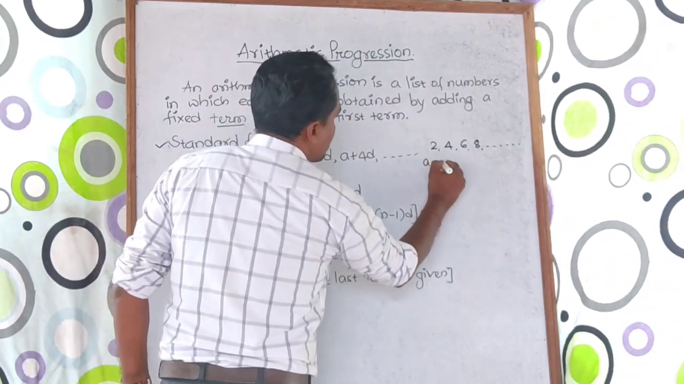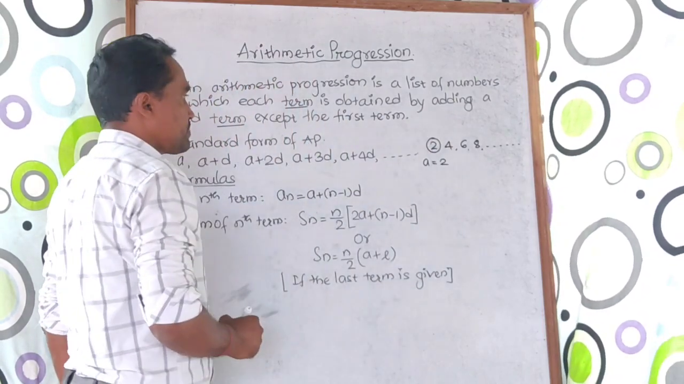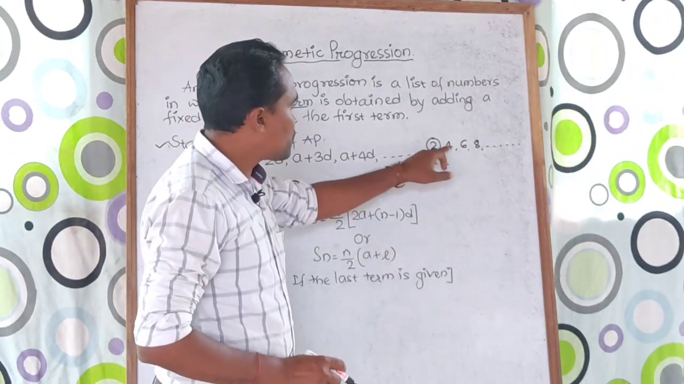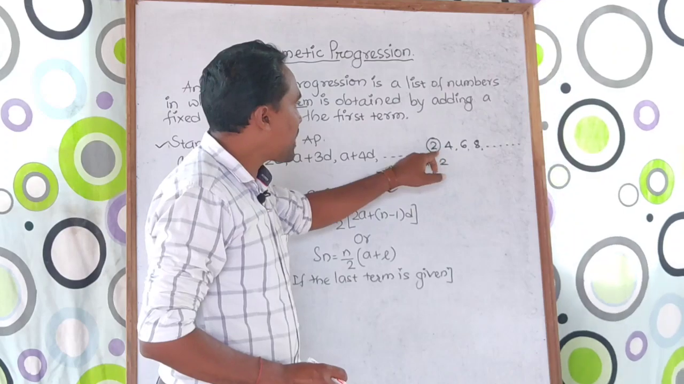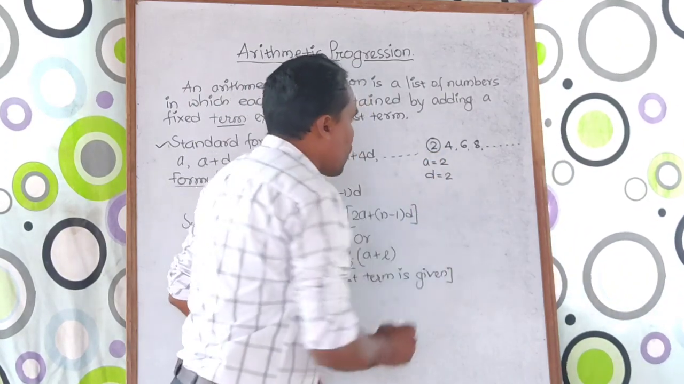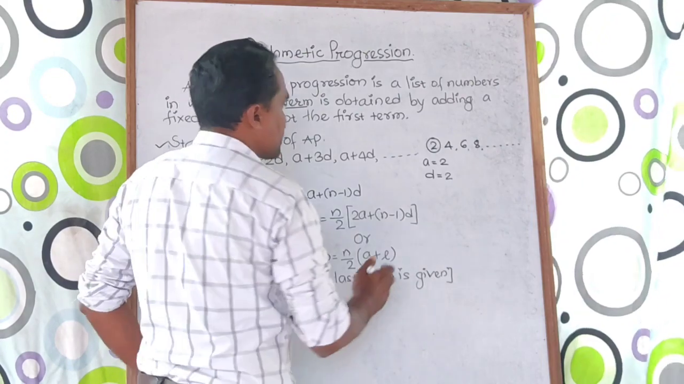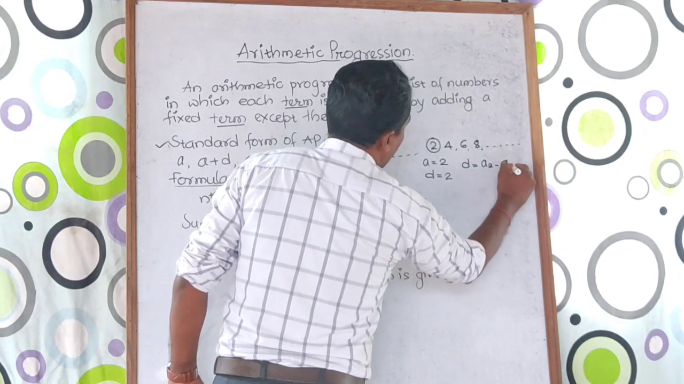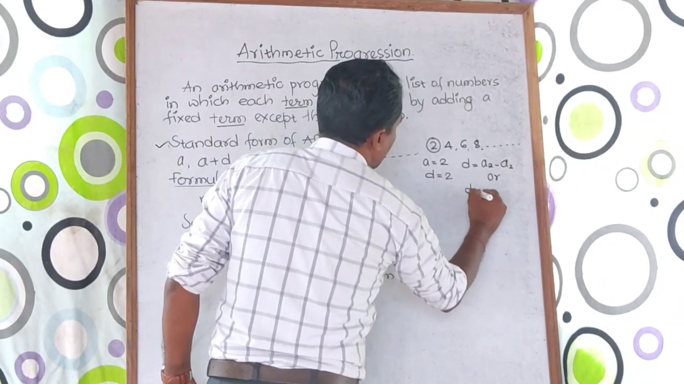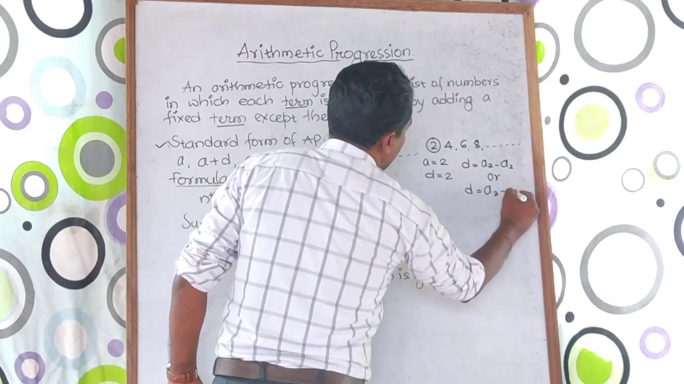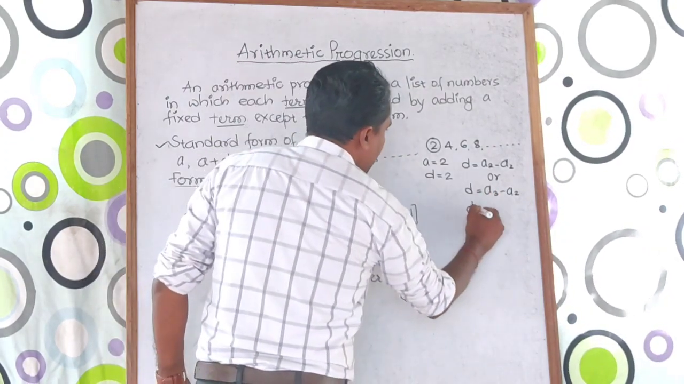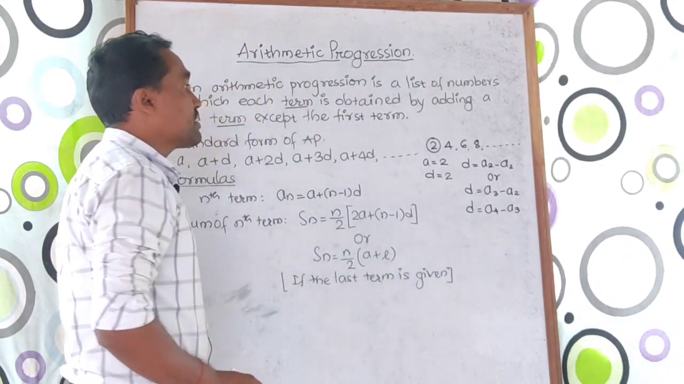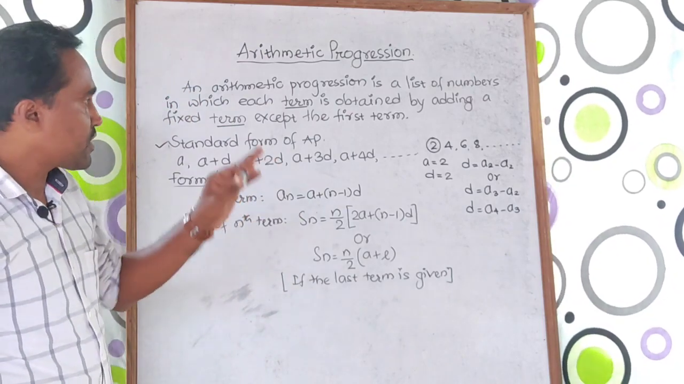Here A is the first term, that is 2. Then D is the common difference. Can you guess what is the difference between these two numbers 4 and 2? The difference is 4 minus 2 equal to 2. You can also find out the common difference by using the formula. Suppose D equal to A2 minus A1, or D equal to A3 minus A2, or you can also take D equal to A4 minus A3. So this is the way we can find out the common difference. So D for common difference here.